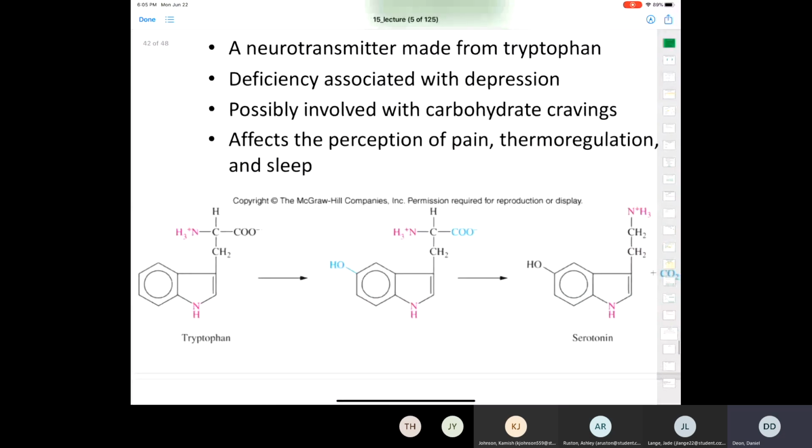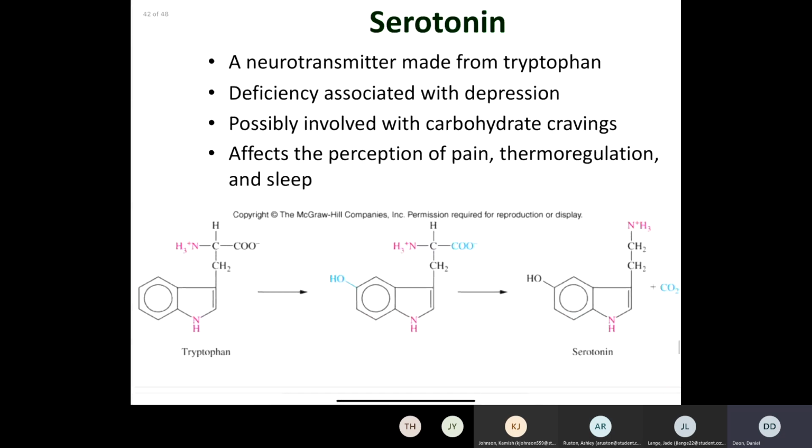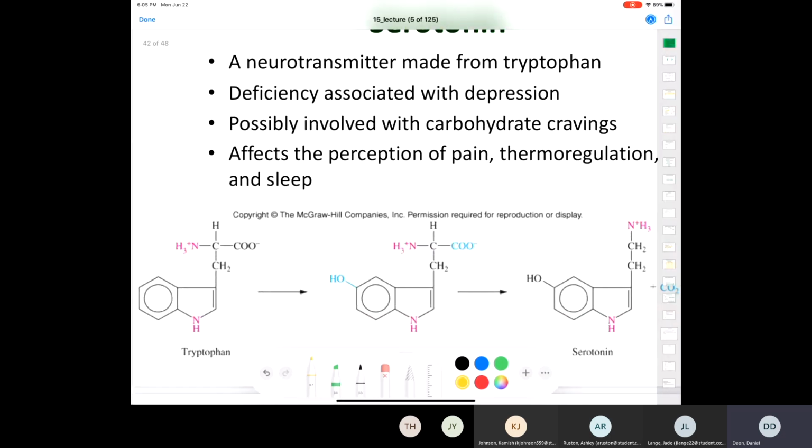Serotonin is a neurotransmitter that's made from a different amino acid called tryptophan. So tryptophan, and the structure of tryptophan is shown on this slide. It's shown down here. So tryptophan, you add a hydroxyl to the indole. So here's the hydroxyl that you add to it. And then you modify this by what's called a decarboxylation to make serotonin, which again is a neurotransmitter. Deficiencies are associated with depression, and it could be involved with carbohydrate cravings and can affect all kinds of different things in the body, including pain perception, thermoregulation, and sleep.